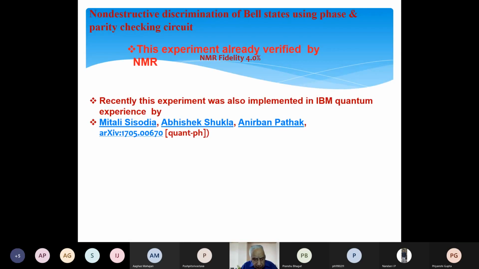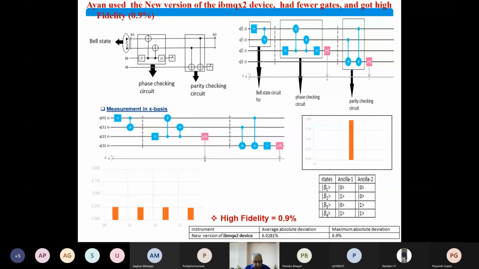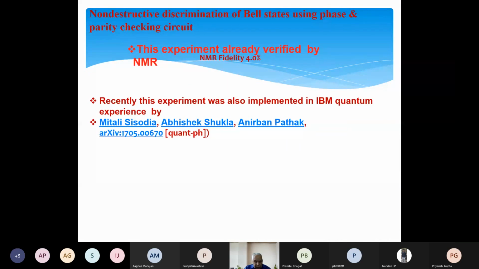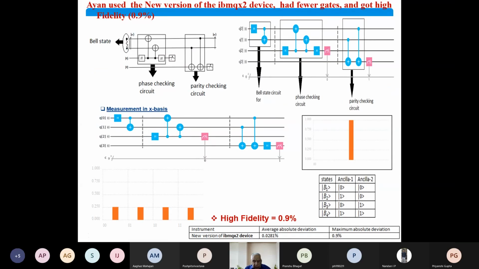This experiment was verified already by Anirvan Pathak's group in JPIIT in Noida. Because we had done an NMR experiment on the non-distributed distribution, he contacted me, trying to find out what fidelity I got by NMR. By NMR, I got a fidelity of 4%. Then I learned about this IBM quantum computer from Professor Anirvan Pathak, and I used the new version of the device and fewer gates and got high fidelity.